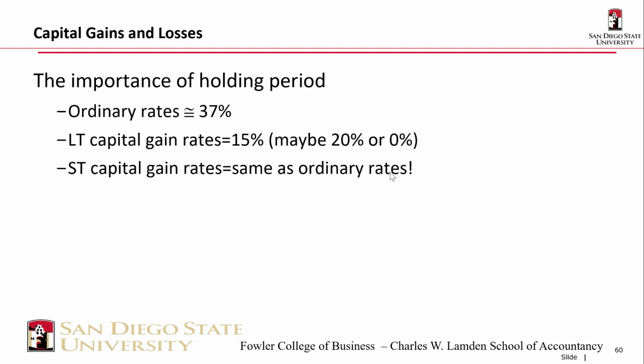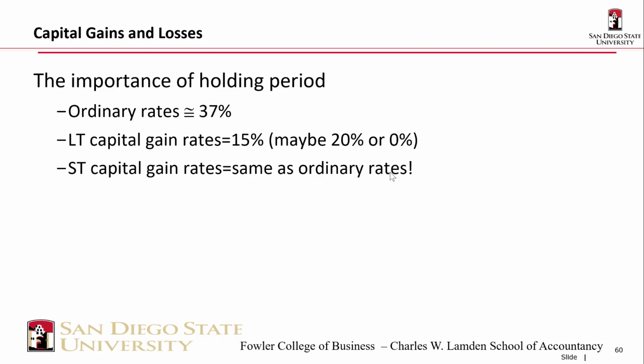Okay, so why is holding period important, right? Holding period is what you describe as the length of time between when you purchase something and when you sell, exchange, or dispose of that item. That's your holding period. And ordinary rates are 37%. We know capital gain rates are 15, but they could be as low as 0 or maybe as high as 20. Short-term capital gain rates are the same as ordinary rates.